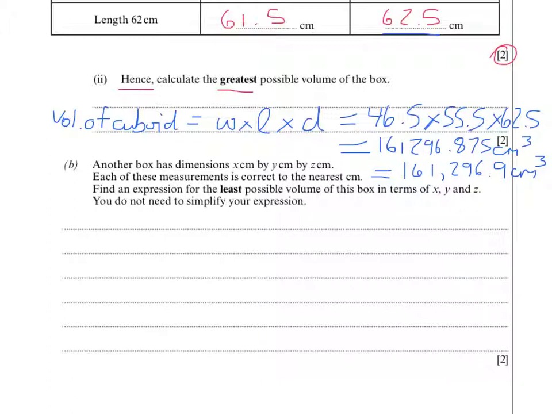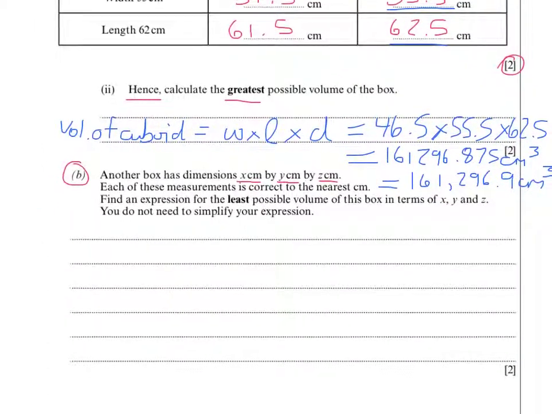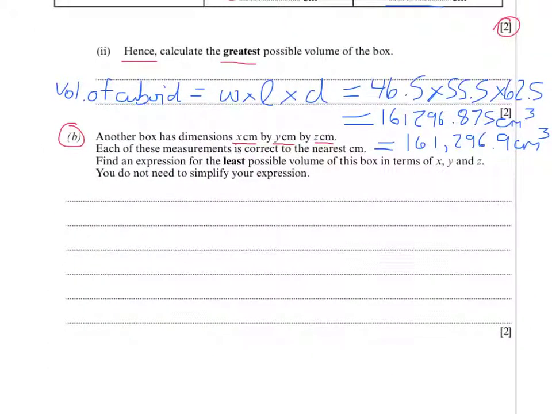Now part B again is using the same things as we've done in the first question, but it's introducing dimensions: x centimeters, y centimeters, and z centimeters. So we had 46 centimeters, 55 centimeters, and 62 centimeters. So they're just using x, y, and z instead of those. And again, they're saying each of the measurements is correct to the nearest centimeter. So remember, in the original ones, when it was correct to the nearest centimeter, we did half a centimeter below. So it says find an expression for the least possible volume of the box in terms of x, y, and z. And you don't need to simplify your expression.